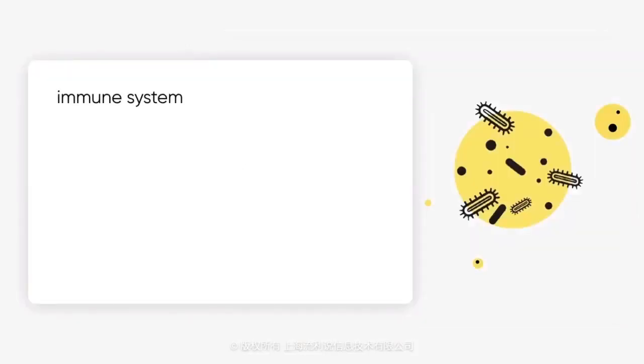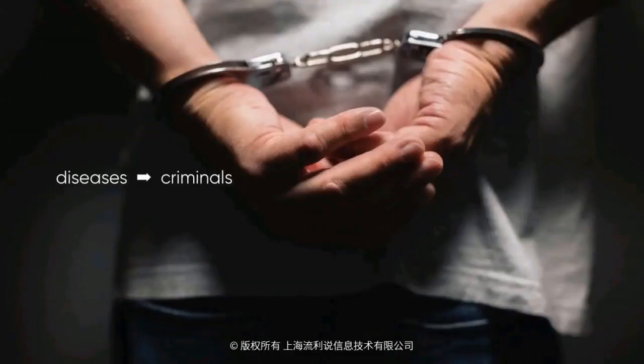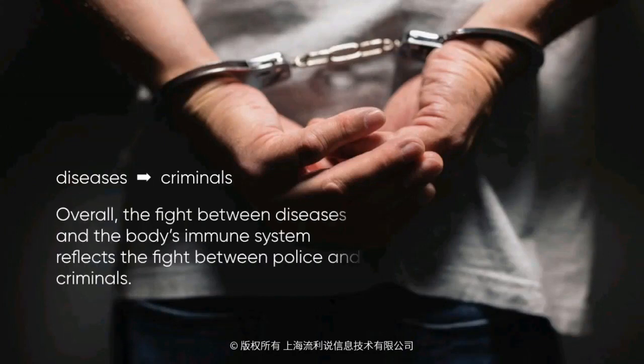White blood cells are part of the immune system, which is how the body protects itself from infections and diseases. In Osmosis Jones, the immune system is shown as the city police force, patrolling every part of the body to keep it safe. In the movie, diseases are the criminals since they are trying to harm the other cells in the body. Overall, the fight between diseases and the body's immune system reflects the fight between police and criminals.